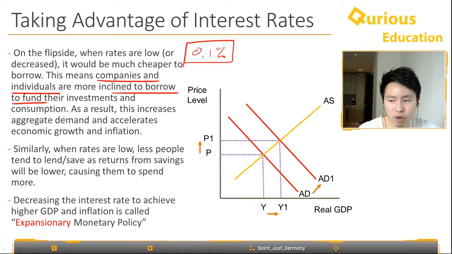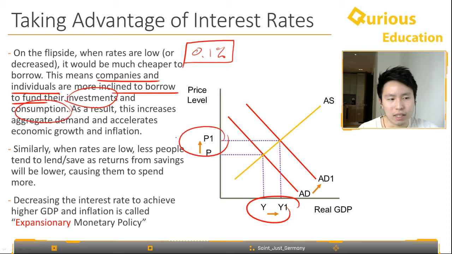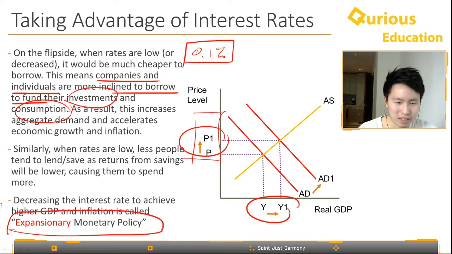And when they get more money from their banks by borrowing, they would be able to spend their money on investments and consumption, and therefore, again, this raises the level of demand for goods and services in the economy, which would accelerate the economy, causing economic growth from Y to Y1 in the diagram, and this would also increase the price level because now that there is more demand for goods and services, you would be willing to pay a higher price in order to secure those goods and services. And that would be called expansionary monetary policy.